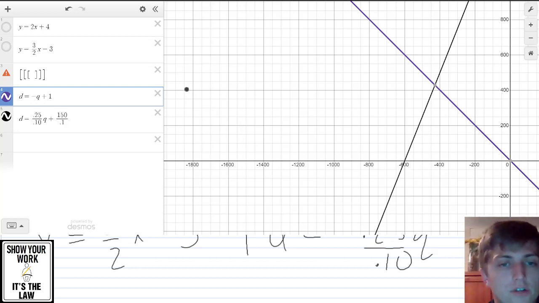Now, if we didn't want to graph it, this is what we would do. You've actually done problems like these before with substitution.